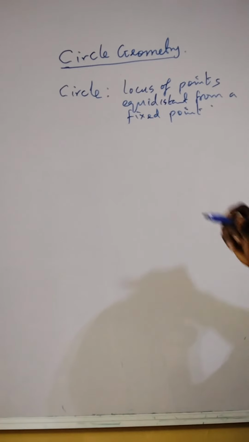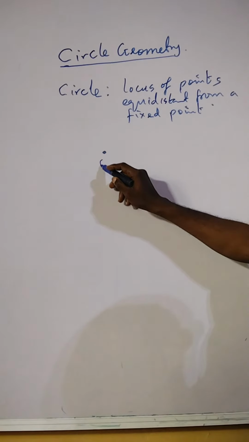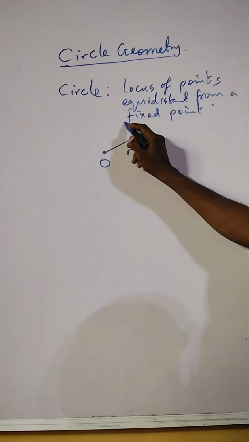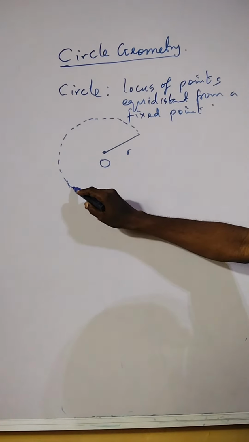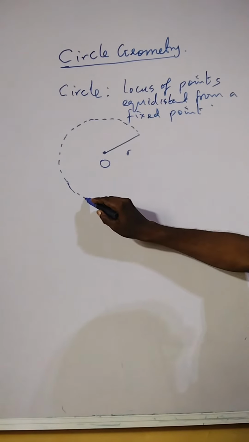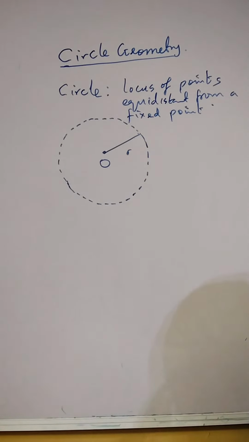So when we demonstrate it here, we have a fixed point. Let's say that's point O. It's a distance r. So this locus of a point moving with this fixed distance from this fixed point is what we refer to as a circle. So a circle is locus of points equidistant from a fixed point.